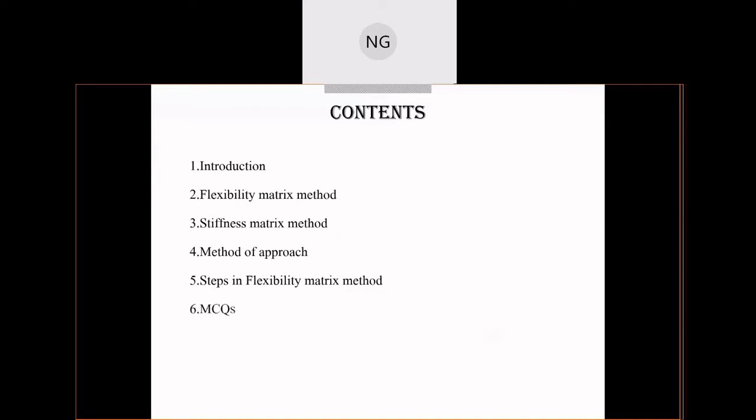Before going to the flexibility matrix method in Module 4, let us recall the methods we studied in previous sessions: the slope deflection method, the moment distribution method, and also Kani's method. Among these three methods, Kani's method is one of the easiest and simplest methods. But Kani's method has some drawbacks, and the iterative process, the calculation part and iteration part, will be more.